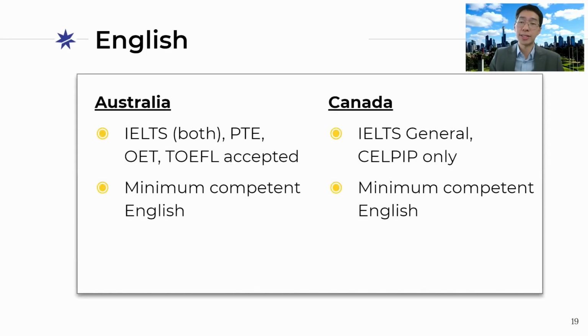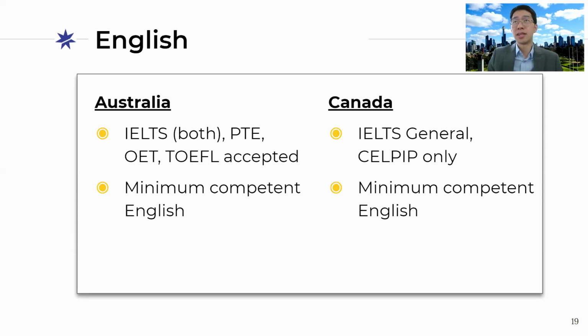Lastly, English criteria. The minimum criteria for both countries is what I refer to as competent English. If you've ever taken an English test like IELTS, as an example, competent English is band 6 across all 4 components. IELTS has reading, writing, listening, and speaking as its components, and a competent level of English is band 6 in each.